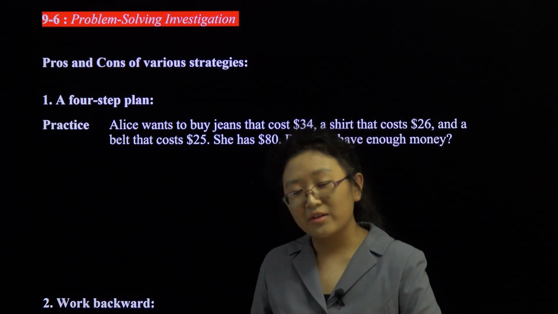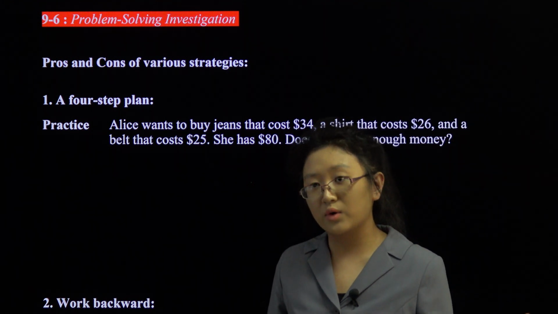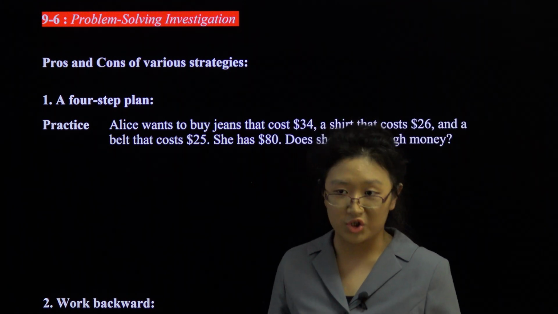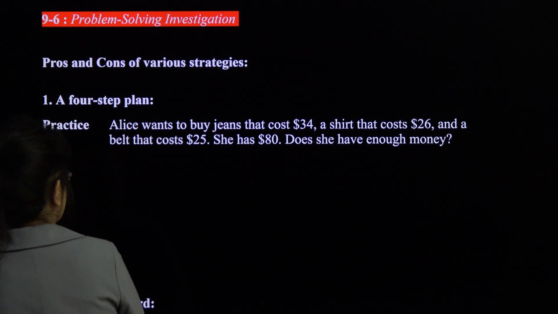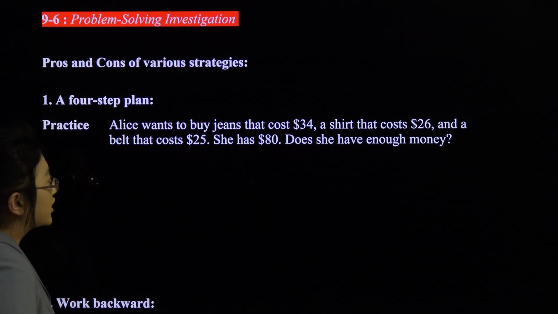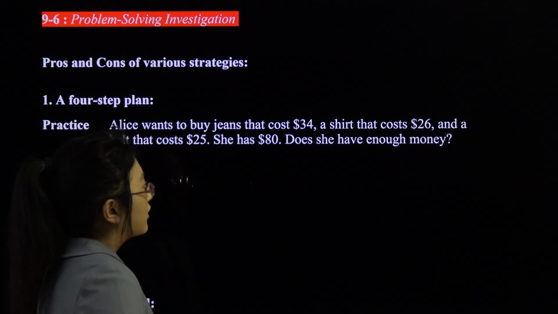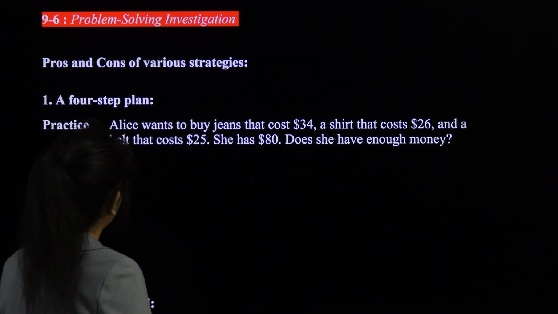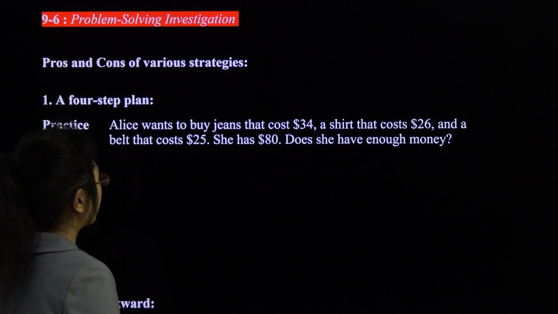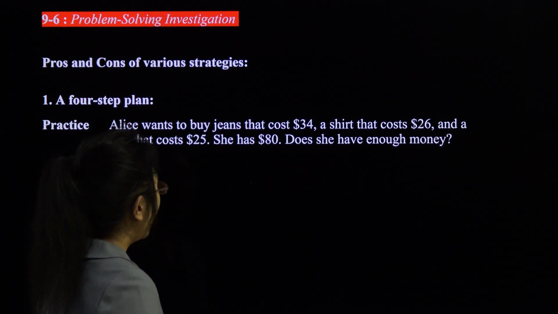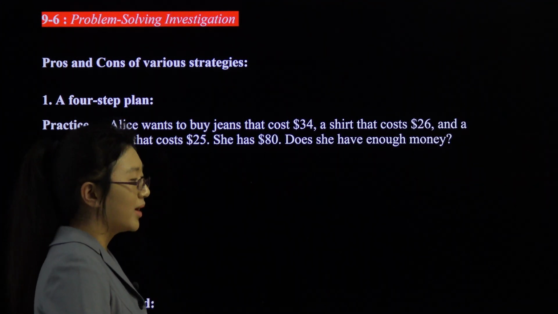Step 1, understand. Step 2, plan. Step 3, solve. Step 4, check. Here's how we go about doing it. Alice wants to buy jeans that cost $34, a shirt that costs $26, and a belt that costs $25. That is an expensive belt. She has $80. Does she have enough money?